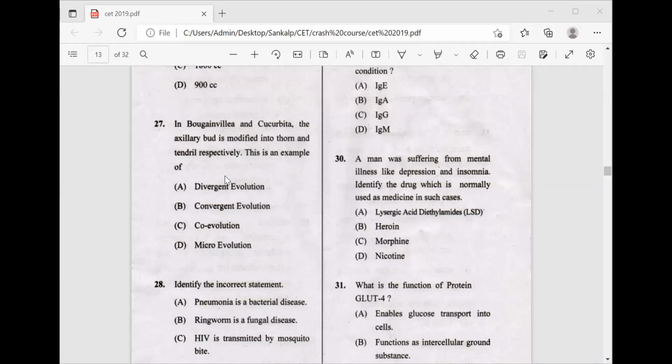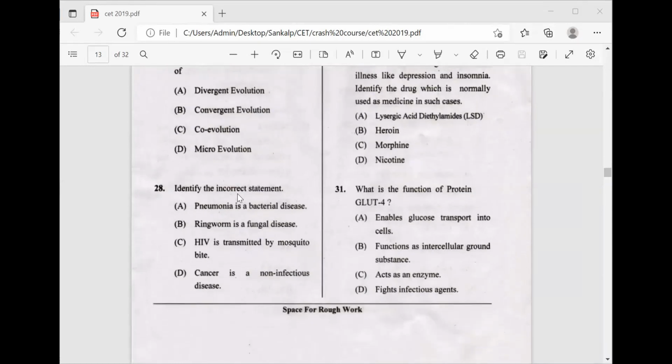27th question. Okay, I got the message. Bhairish said option A, then Janvi said option A, Navya said option B, Tasmia option A, Kirtana option A, Vani KS option A. So option A is the right answer, that is divergent evolution.